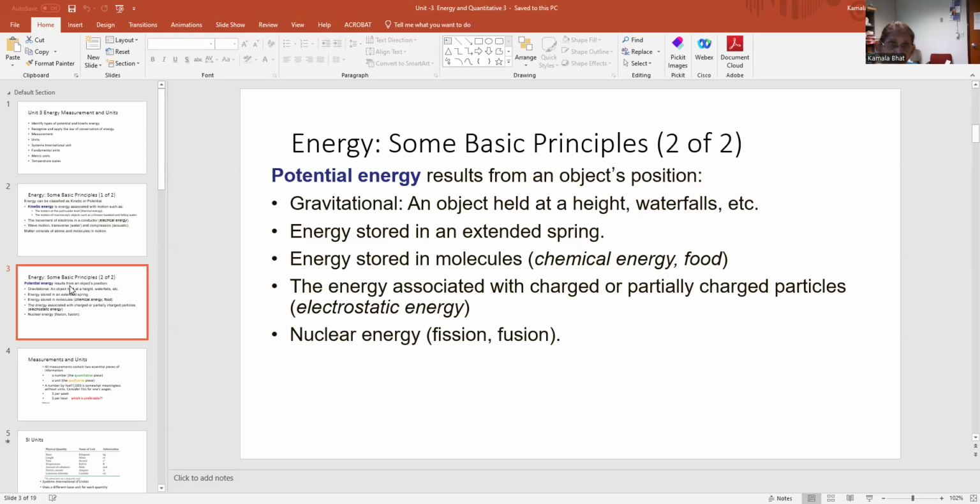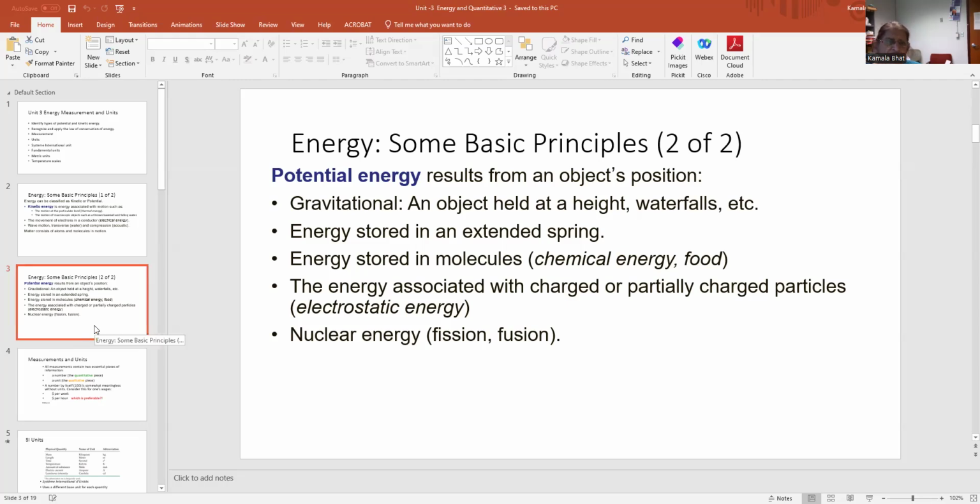Another kind of energy is the energy stored in molecules. For example, chemical energy produced from a battery, or energy produced by food, which is produced and stored by photosynthesis. You have the food sugar that is produced during photosynthesis, and that can provide energy. Then there is energy associated with charged or partially charged particles, electrostatic energy, and nuclear energy, a result of fission or fusion.